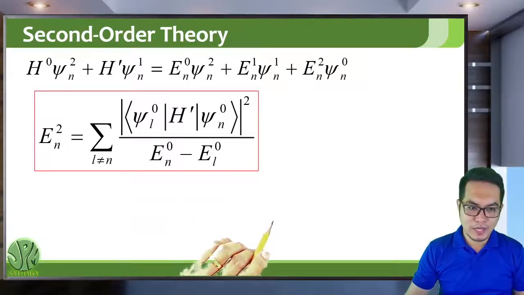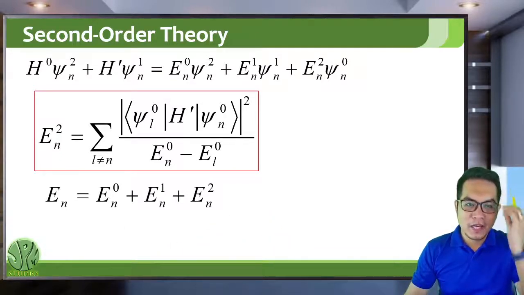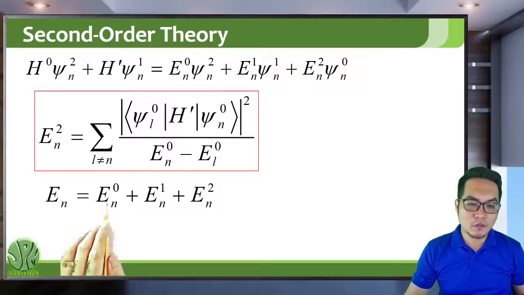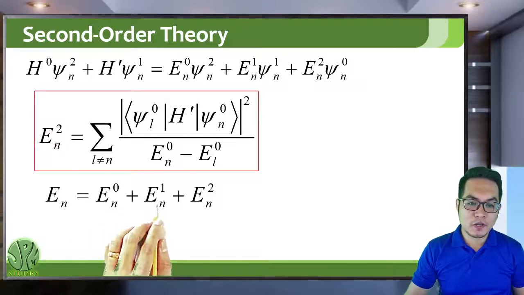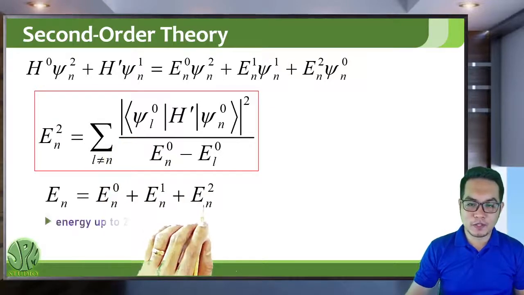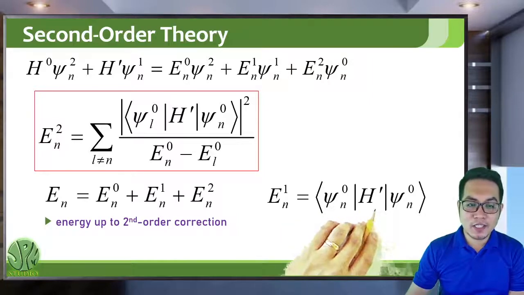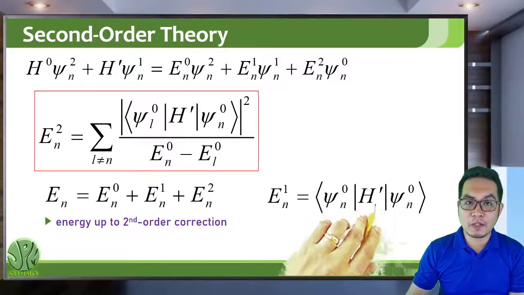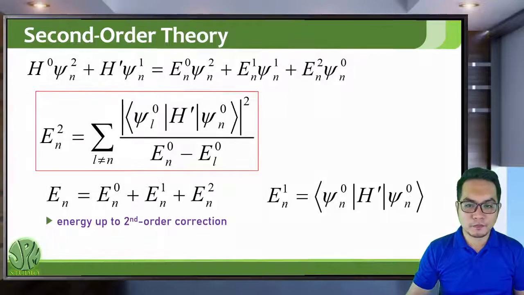in energies. So now if you are asked to find the energy of the perturbed system up to second order corrections, you will just need to add the zero order, or the unperturbed energies, plus the first order correction, and then this one, the second order correction. So take note that the first order correction energy is just the expectation value of the perturbation with respect to the unperturbed states.